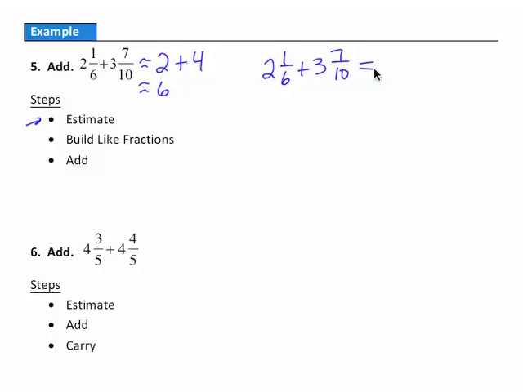Now let's take a look at the actual answer. So we're going to use the commutative property to reorganize this. We're going to add the whole numbers together, then we're going to add these fractions together. Well, adding the whole numbers is no problem, but these fractions 1/6 and 7/10 are not like fractions. So we're going to have to do some scratch work here and build them into like fractions. We'll start with our least common denominator. For 6 and 10, the first multiple they have in common is 30.